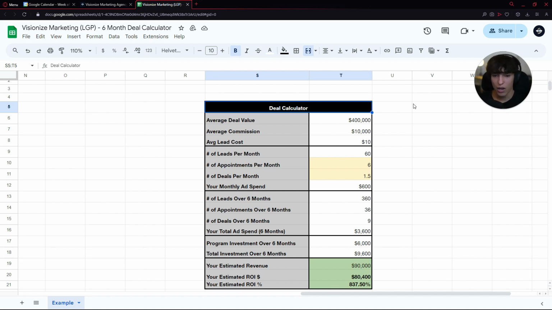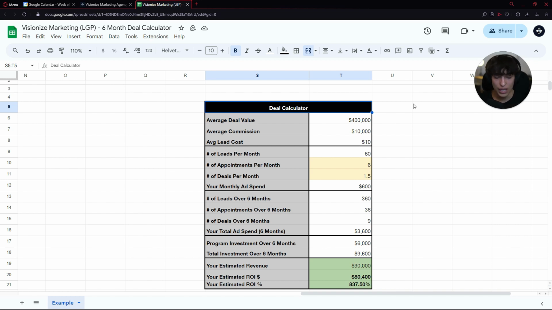Now, one other thing I want to emphasize is the fact that when doing lead gen, you're not always going to get a deal every single month, and that's okay. That doesn't mean that the lead gen service is bad. That doesn't mean that the ads are unprofitable. Once again, because you just need to look on a longer time horizon if it makes sense.